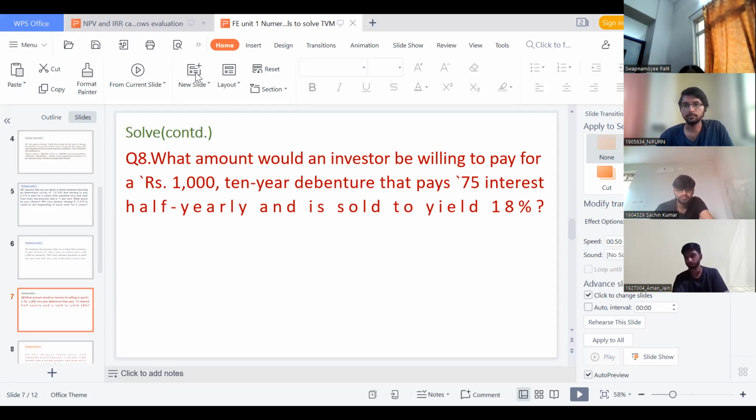If you are investing in this bond debenture, then you are going to get 75 as interest each year for 10 years, plus the redemption value in the 10th year. So how much maximum should you invest in this scheme if the interest rate is given as 18%? The only thing you have to remember here is that it is multi-period compounding, because you are getting the interest half yearly. Tell me what will be the answer.